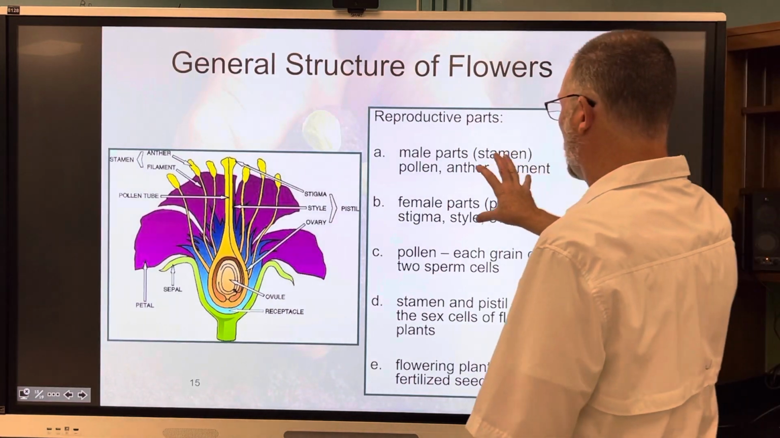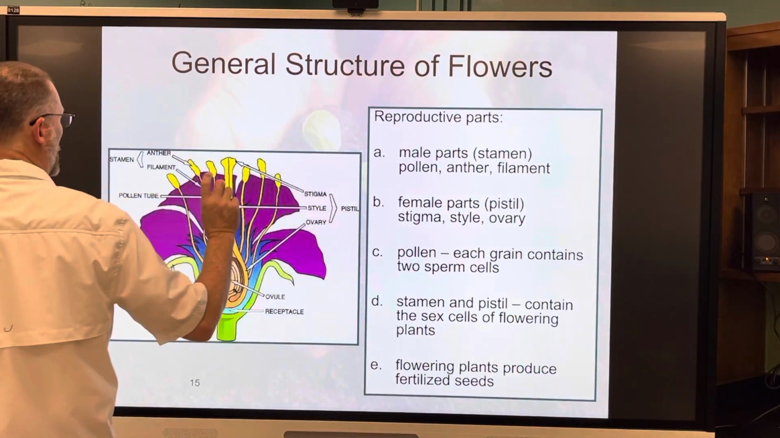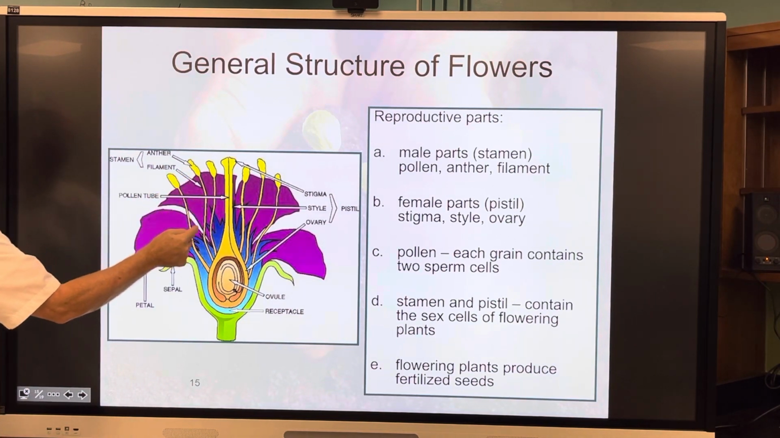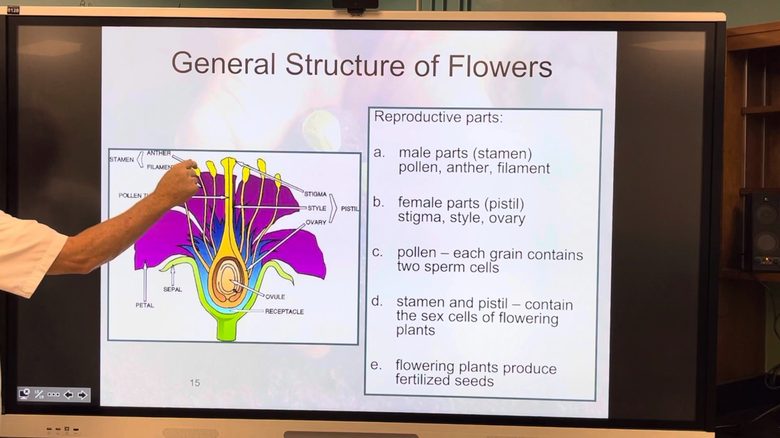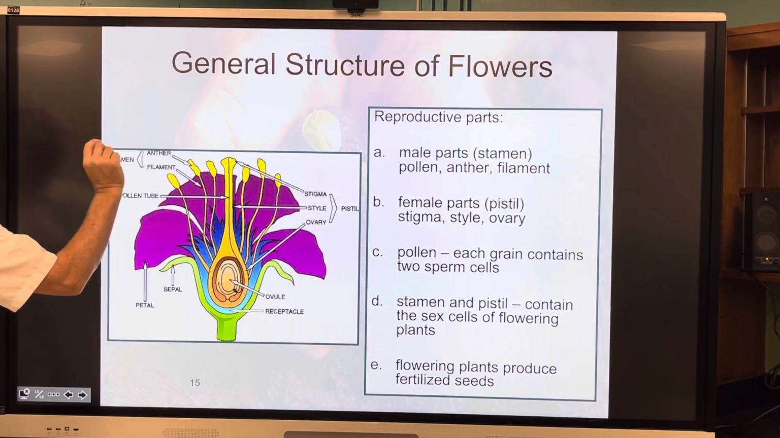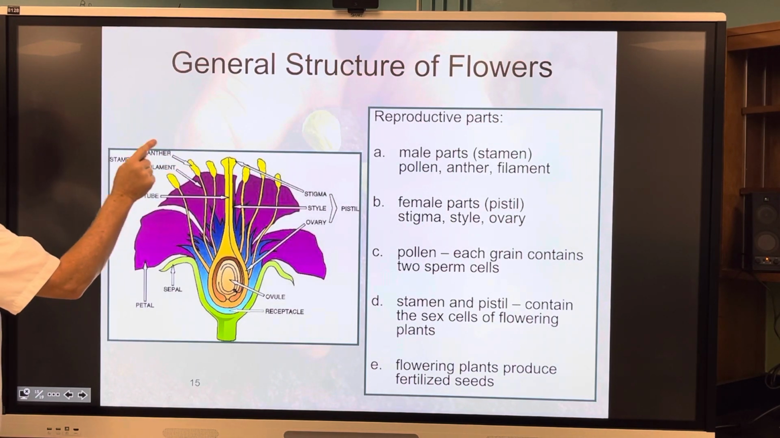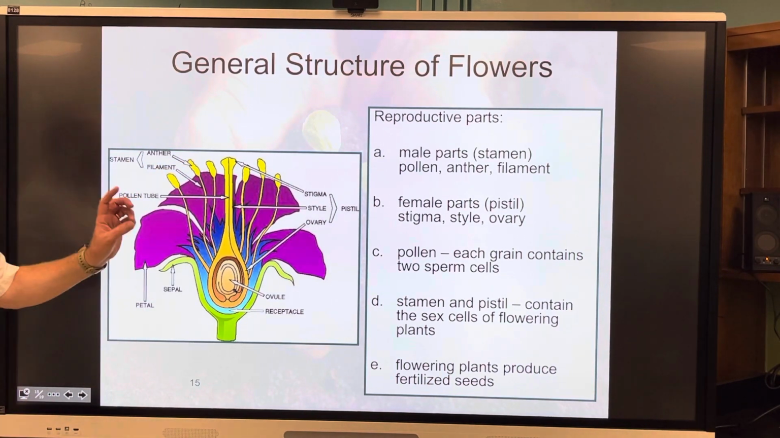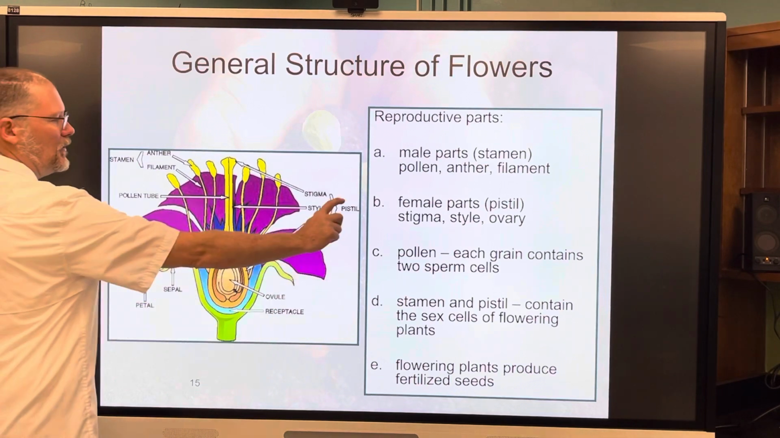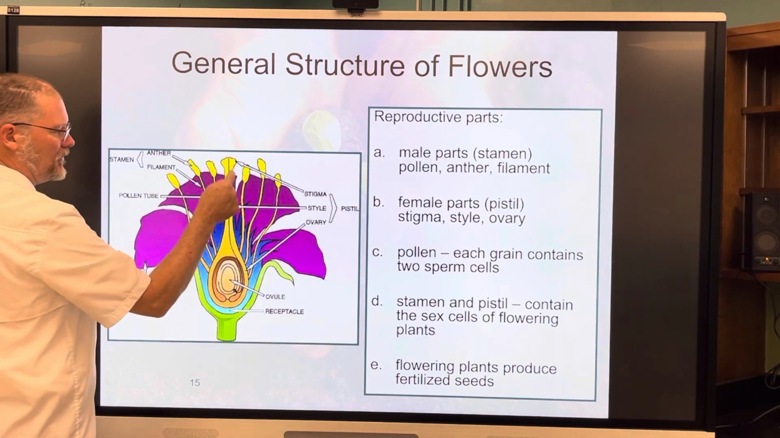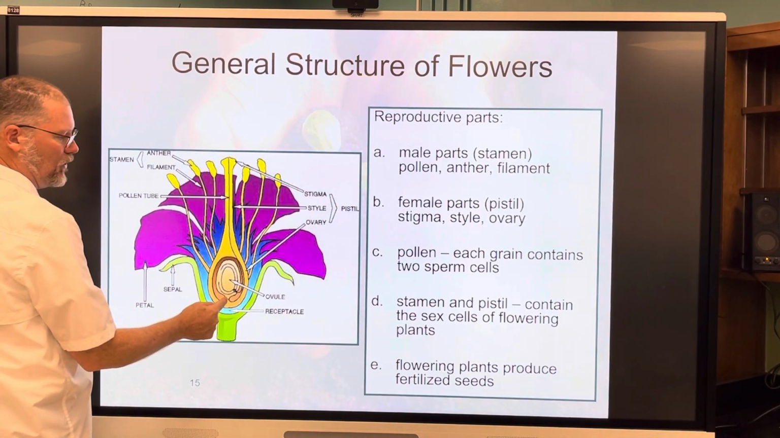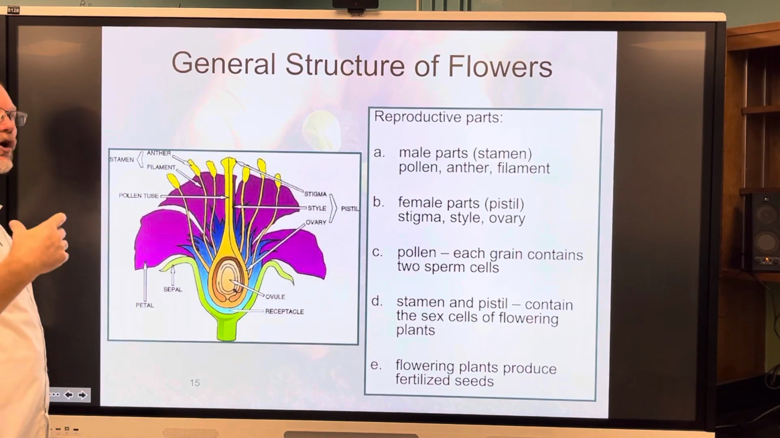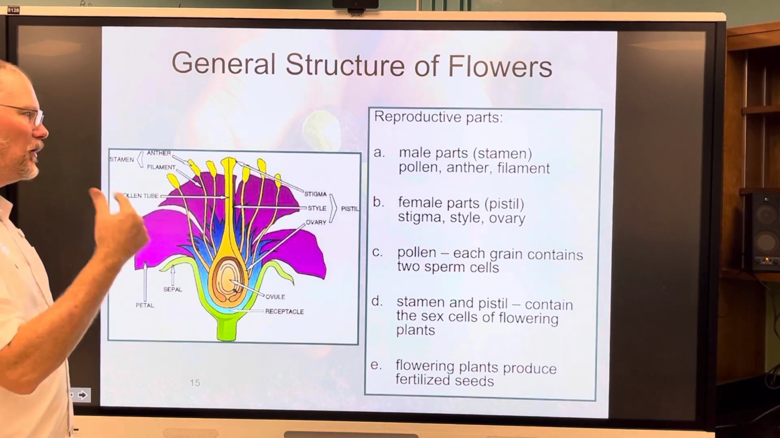So, the reproductive parts. The male parts are the stamen. They contain this filament and an anther. And on the anther is where the pollen is found, the male reproductive cells, okay? The female part is called the pistil. This is the pistil from this point all the way down to here, okay? This whole structure is called the pistil. Not pistol, like a gun, pistil.